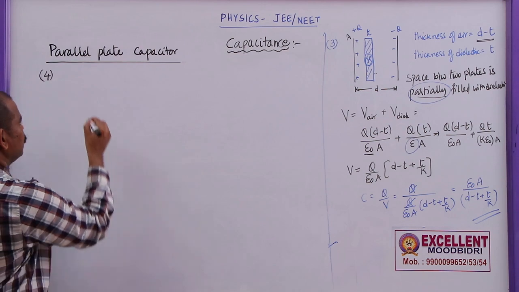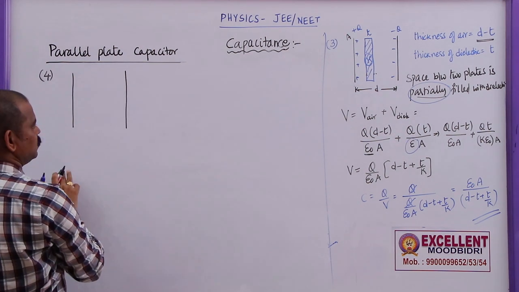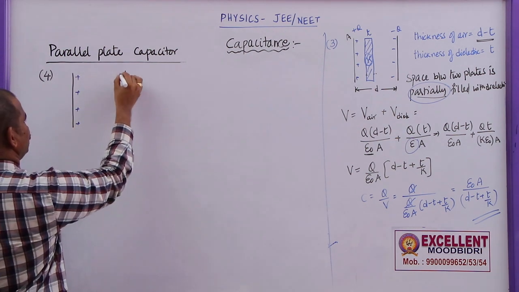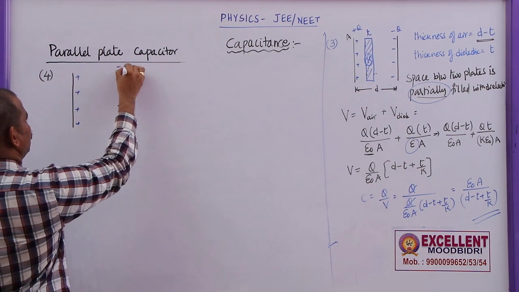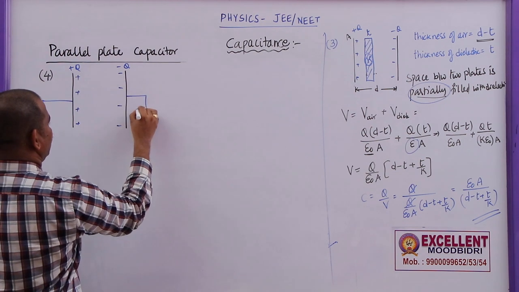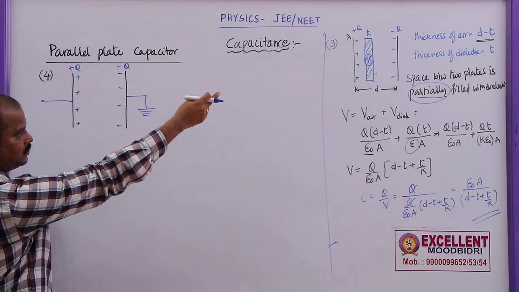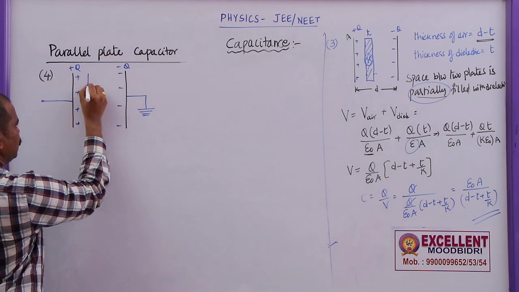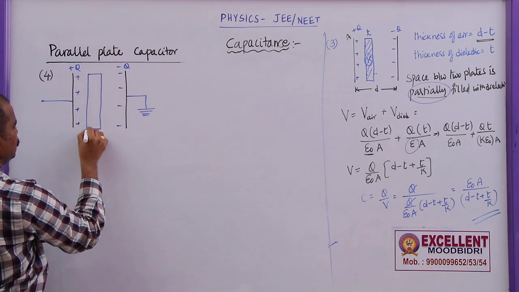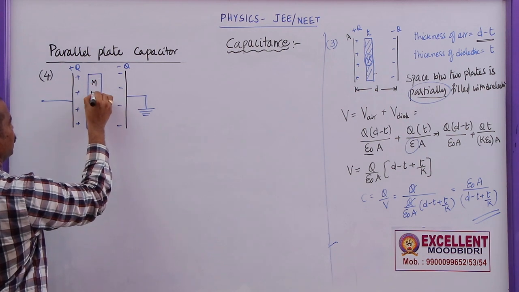Case 4. So, these are the two plates and the charges on this one are positive here and negative here. Total charge minus Q, total charge plus Q, here it is connected to a battery and this side it is earthed. Now, instead of this dielectric, let me take one metallic conductor here. So, this is a metal.